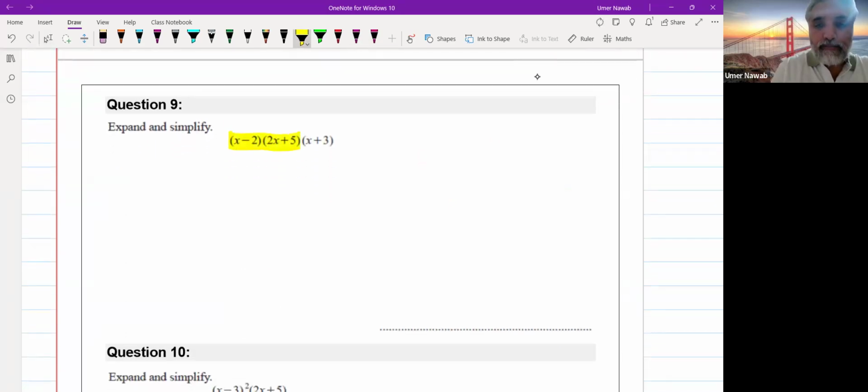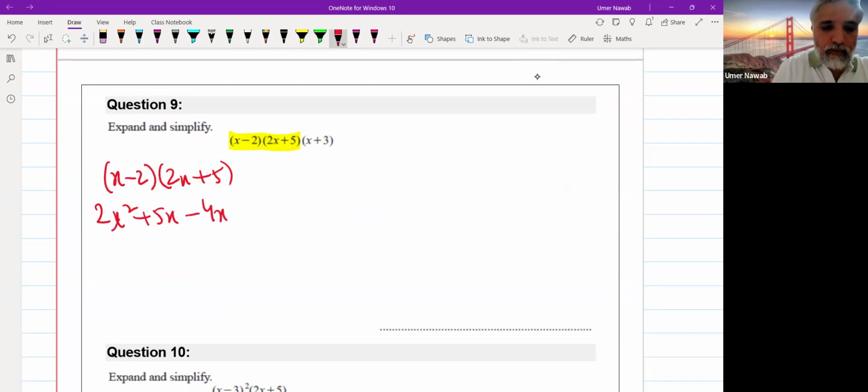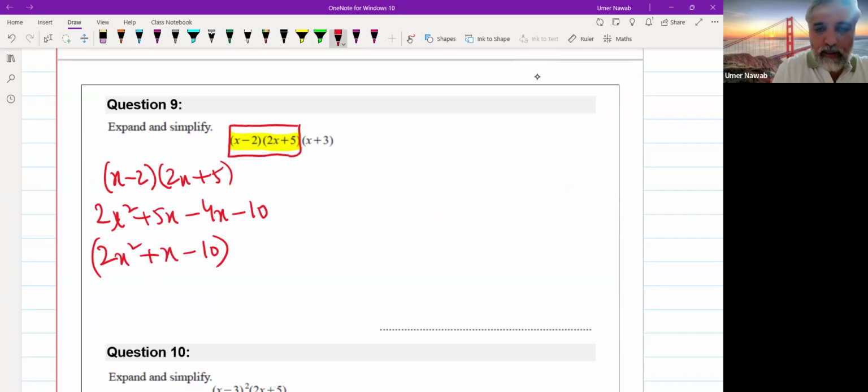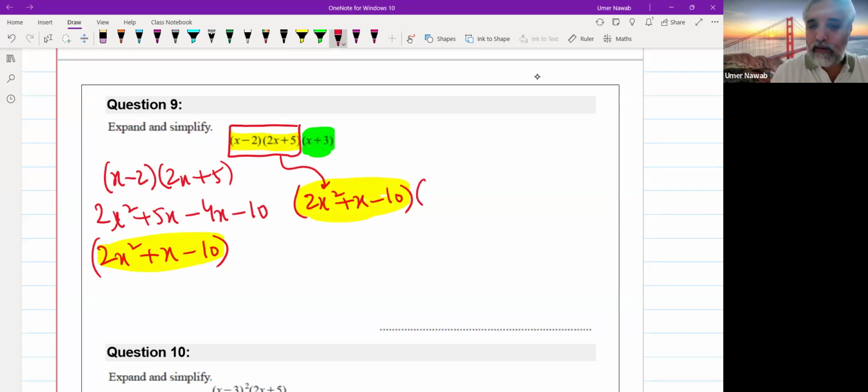Go to the next. Apply the same technique. So I'm going to copy x minus 2 and 2x plus 5. 2x squared plus 5x negative 4x negative 10. 2x squared plus x negative 10. So in the place of these two brackets, I'm going to copy the expanded version. The expanded version is 2x squared plus x negative 10. I'm going to copy it, but this one is not multiplied yet. I'm going to copy it here.